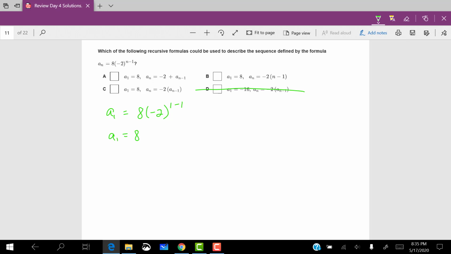And then how do we get from one term to the next? Well, if you write them out, like here's a sub 1 is 8, a sub 2 is negative 16. You can figure this out just by plugging in numbers here. And a sub 3 is 32, and so on. To get from one term to the next, you're just multiplying by negative 2. We want something that says take the term before and multiply by negative 2. That's this formula right here, letter C.